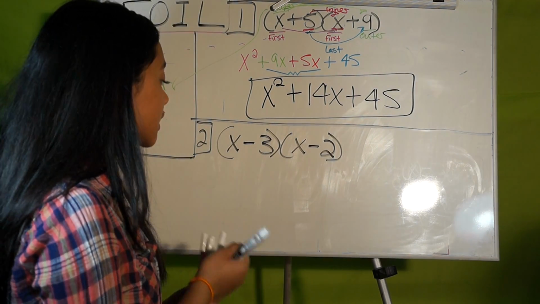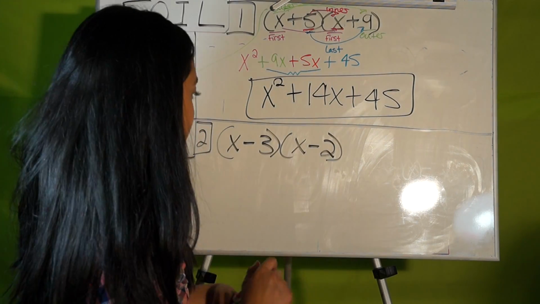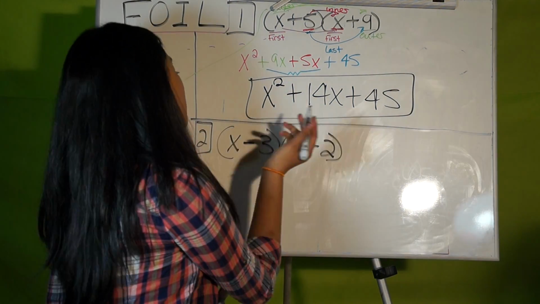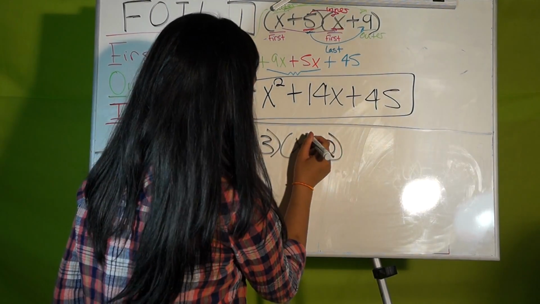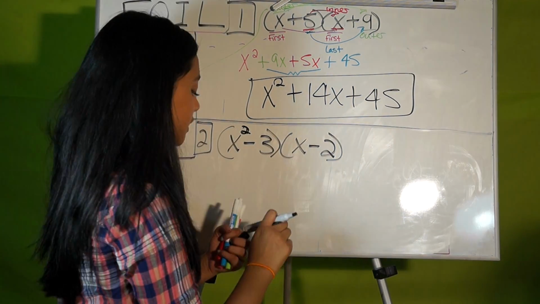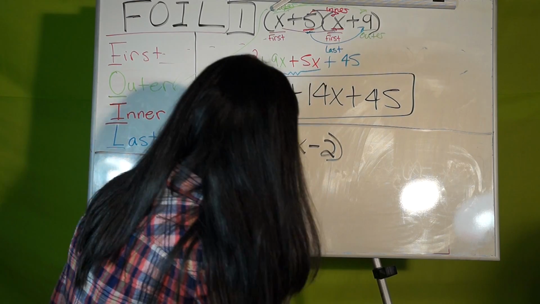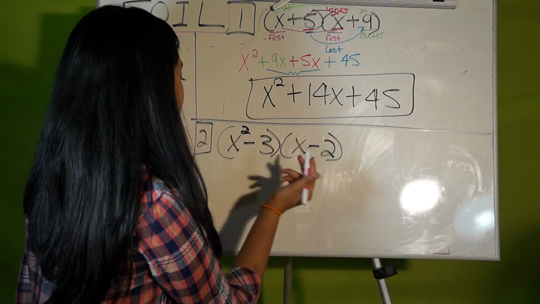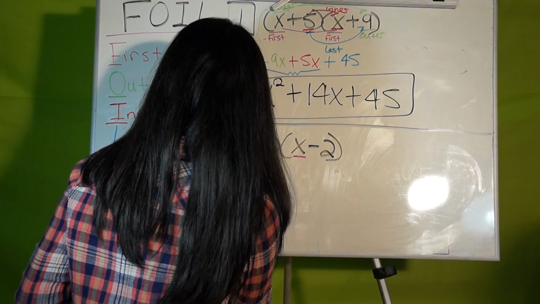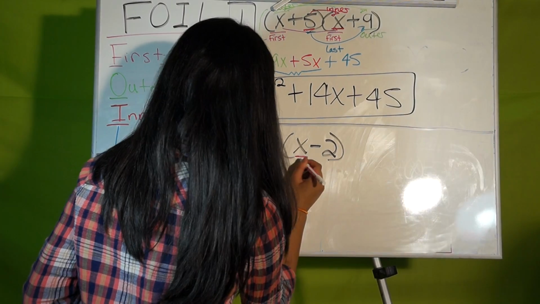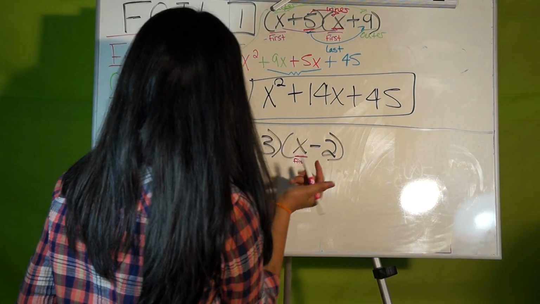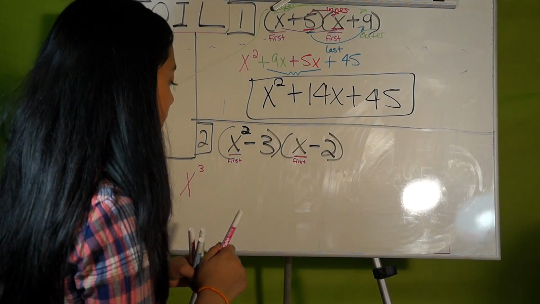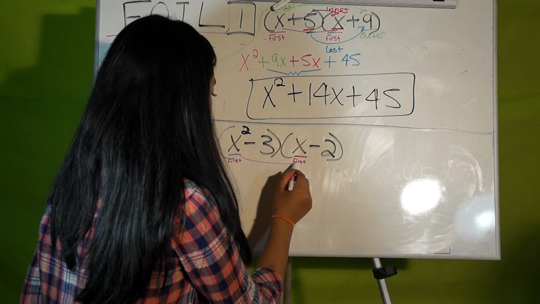The next problem we're going to do is number 2. Actually, I'm going to take the challenge up and change it to x squared. So now we're going to do FOIL again for this one. We have our first, which is x squared times x. That's our first, and x squared times x is just x cubed.